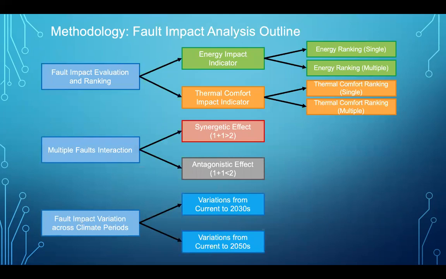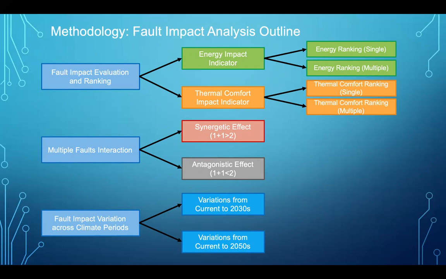In terms of fault impact analysis, there are three main parts. First, the fault impacts for each single or multiple faults were compared with that for the baseline normal case, and the deviation from the baseline normal case was integrated into energy and thermal comfort impact indicators. And these indicators are used to rank the single and multiple faults in terms of energy and thermal comfort, respectively.